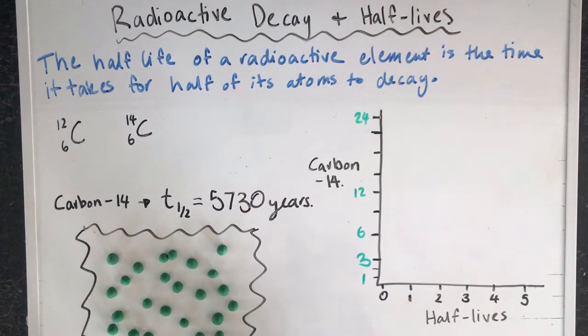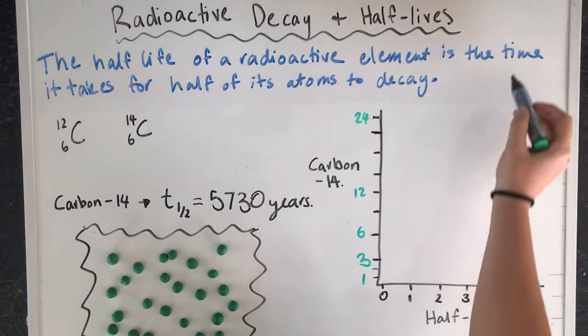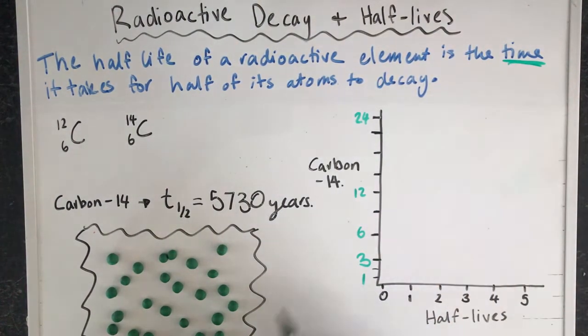Alrighty, a quick video for you on radioactive decay and half-lives. So I've just got a little definition up the top there to start you off. The half-life of a radioactive element is the time it takes for half of its atoms to decay. So remember, when something decays, it wastes away. We're talking about it disappearing virtually.